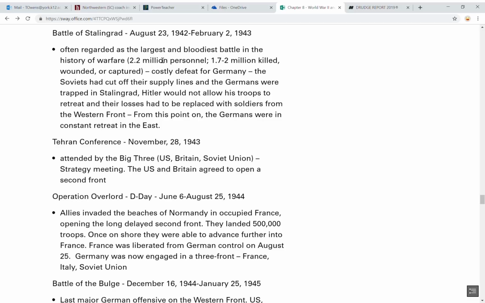And so what you have here are two immovable sides, and it is considered to be the largest and bloodiest battle in the history of warfare.